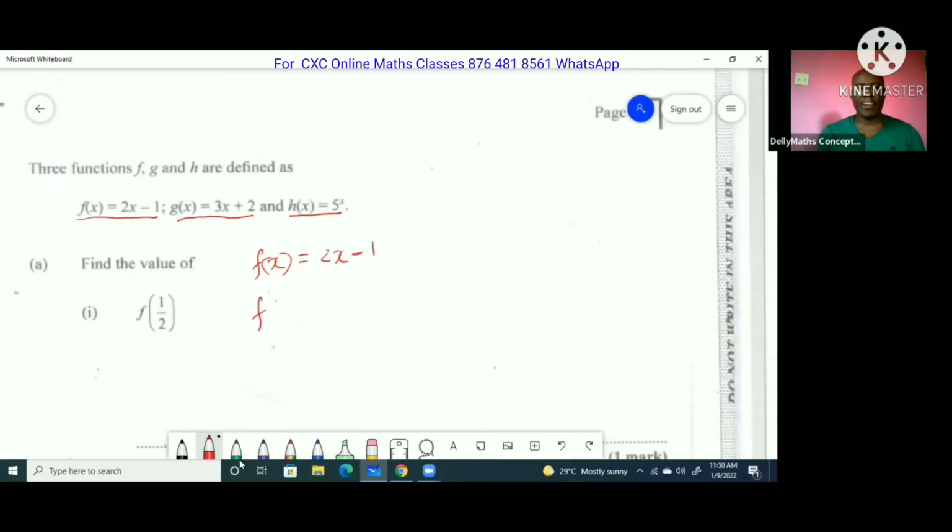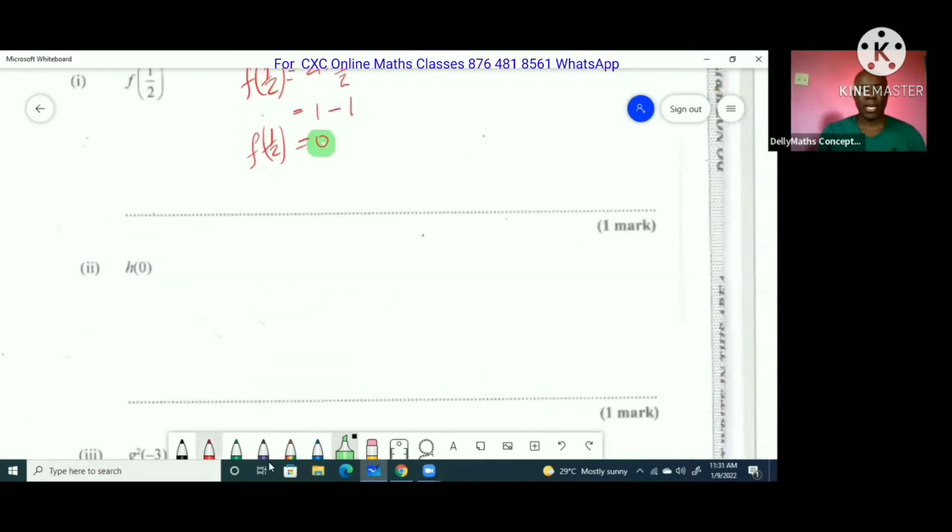We intend to find f of a half, which simply means that I am going to be substituting a half where x is in the f function right there. So basically, we are going to have 2 times a half, then we take 1 from it. Now we could see that 2 times a half is 1. When we minus 1, we end up with 0. So this means f of a half gives us 0.